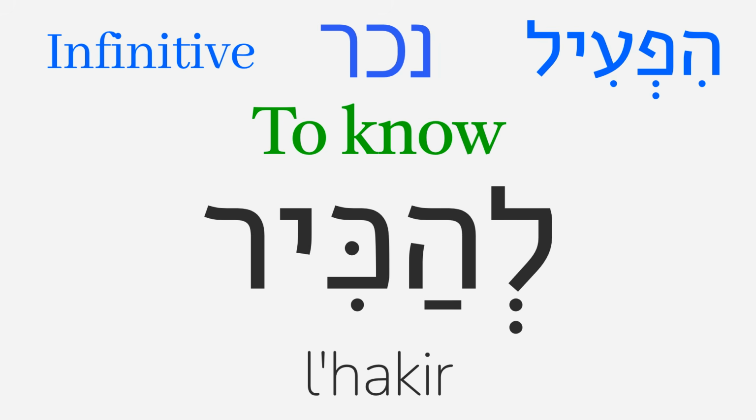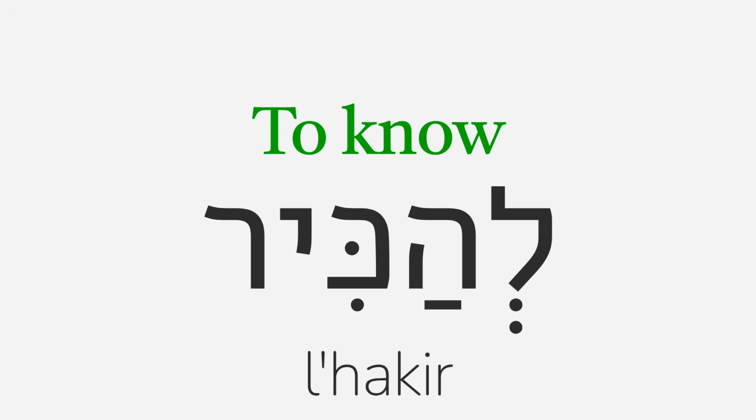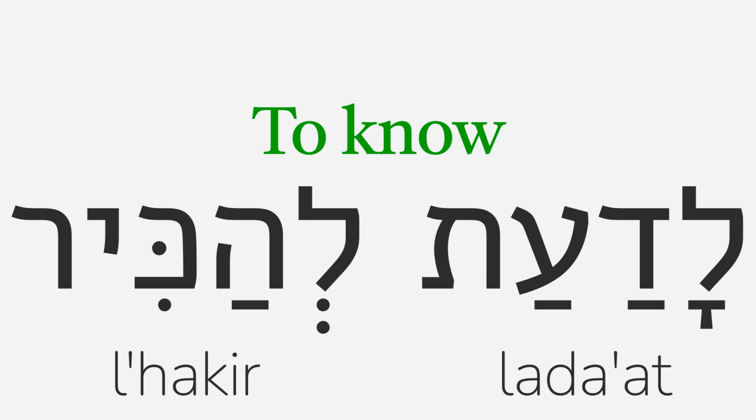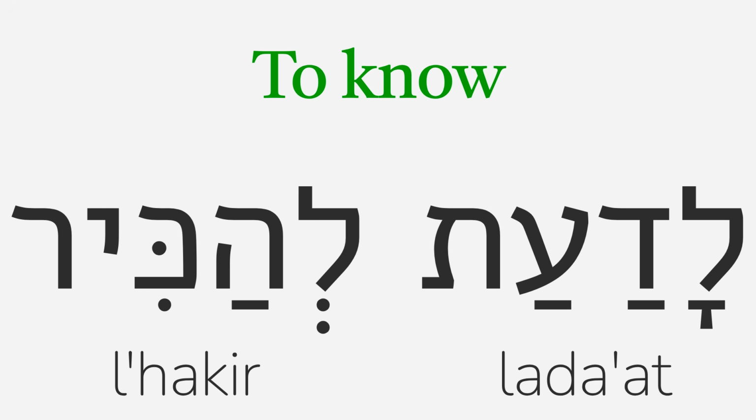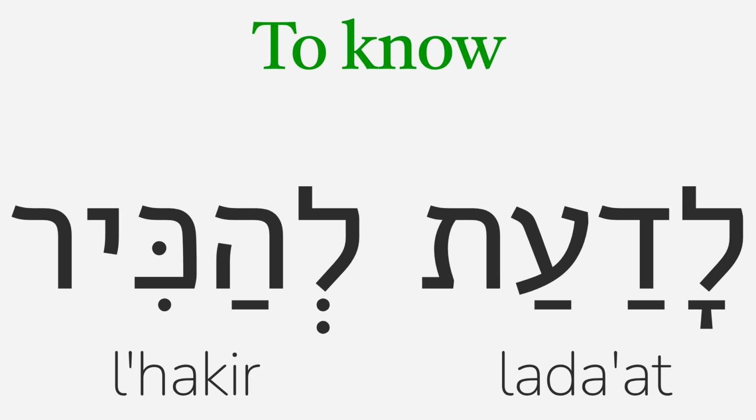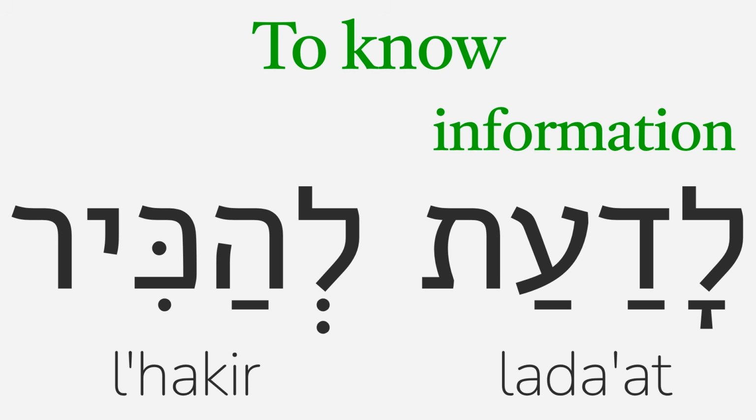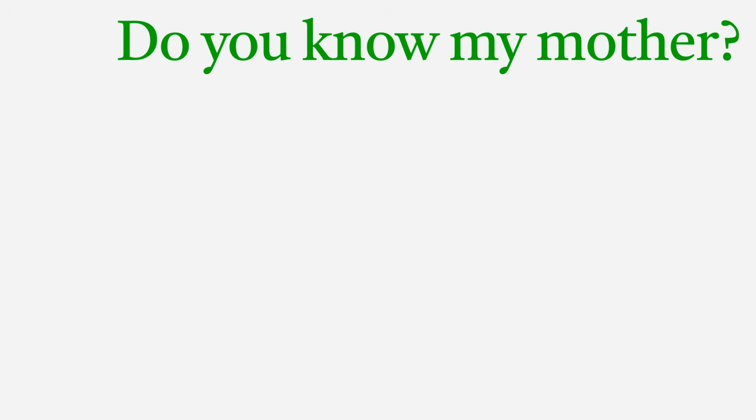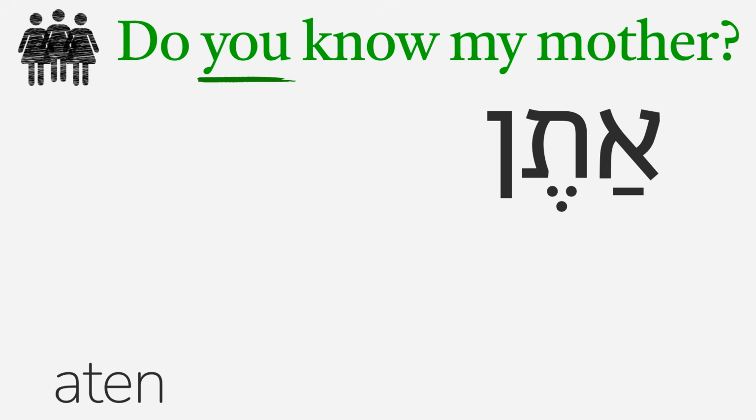Lahakir, to know. The difference between lahakir and lada'at, which both mean to know, is that lada'at is used when talking about knowing information, and lahakir is used when talking about knowing people. Let's use lahakir to ask the question, do you know my mother? To a group of women. You will be the feminine plural, aten. Know in this sentence is talking about knowing a person, my mother.